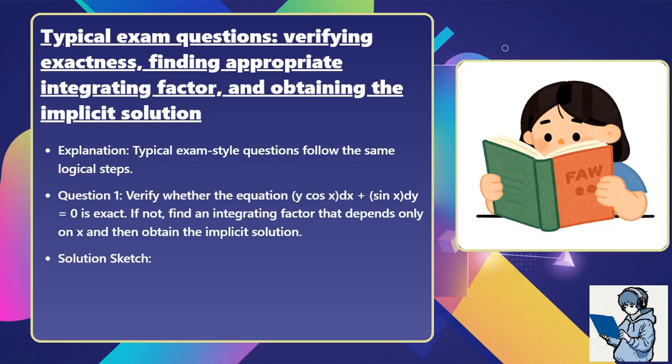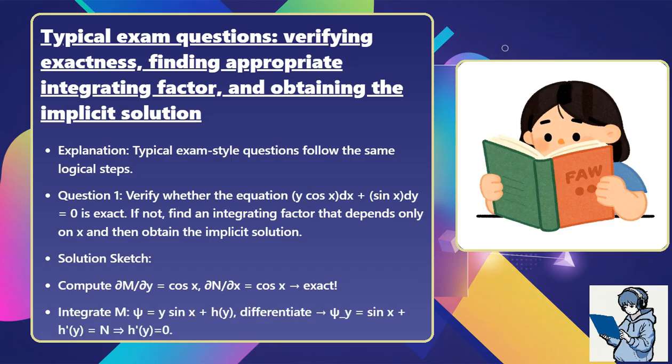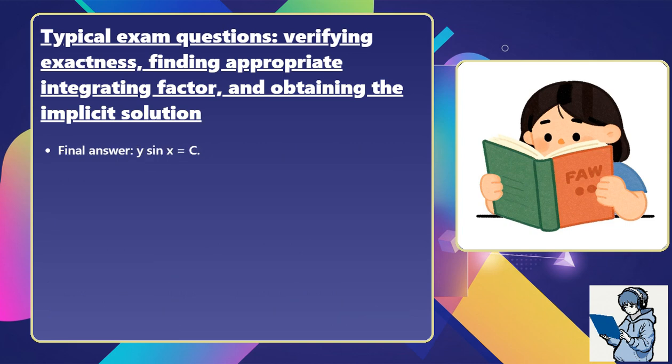A solution sketch. Compute partial M with respect to y equals cosine x. Partial N with respect to x equals cosine x, therefore exact. Integrate M. Psi equals y sine x plus h of y. Differentiate: psi sub y equals sine x plus h prime of y equals N, hence h prime of y equals 0. Final answer: y sine x equals C.